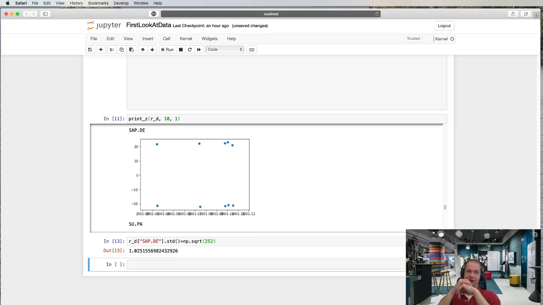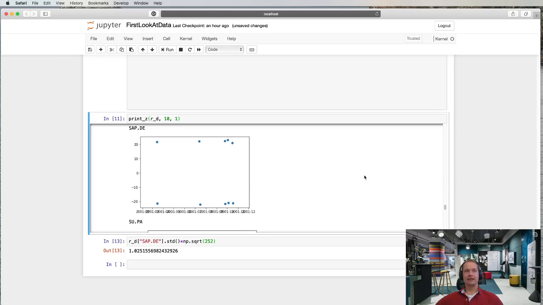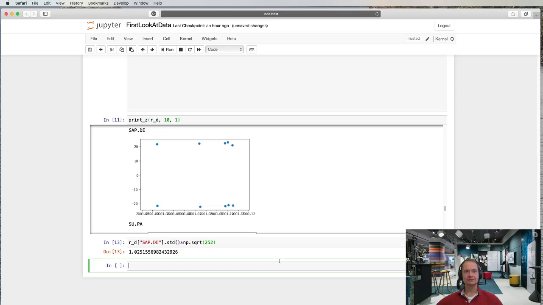So I don't know, what about you? But I think that's a data error. So Yahoo Finance, please talk to me. Help me, help my students. What's going on here? Please help.